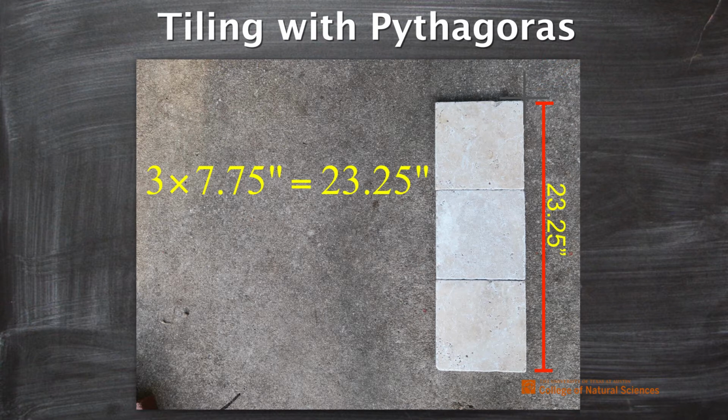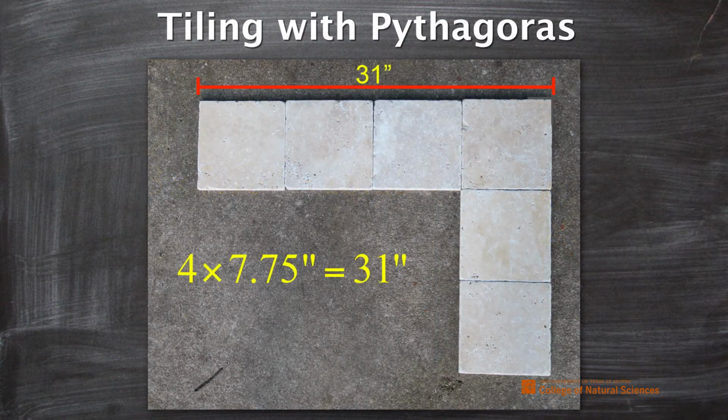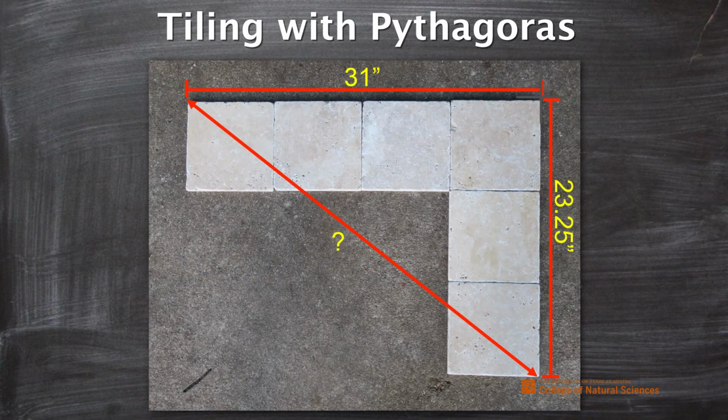When we line up 3 and each measures 7 3/4, the total length of these 3 now is 23 1/4 inch. Next, we'll arrange 3 more tiles perpendicular to these first 3 as shown. And 4 times 7 3/4 would say that the length of this side is 31 inches. Now, we would draw the diagonal as shown from one corner to the other of this array of tiles.